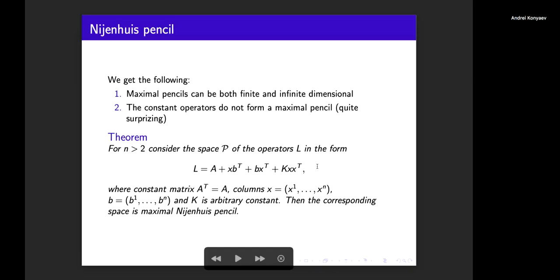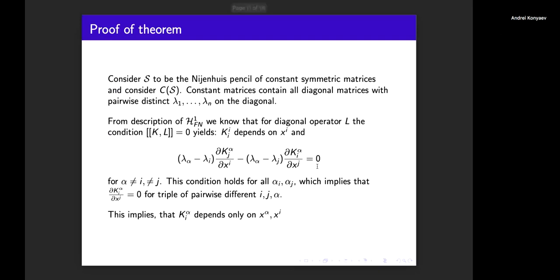So now we need to prove that this pencil is a Poisson pencil and it is maximal. Well, we start from a different direction. We solve a seemingly not so related problem. We take the Nijenhuis pencil of constant symmetric matrices. We just studied the pencil of all the constant matrices, right? And now we make it smaller. We take all the constant symmetric matrices, look at them and consider their centralizer. We're interested in the following question: which Nijenhuis operators commute with all symmetric constant matrices?